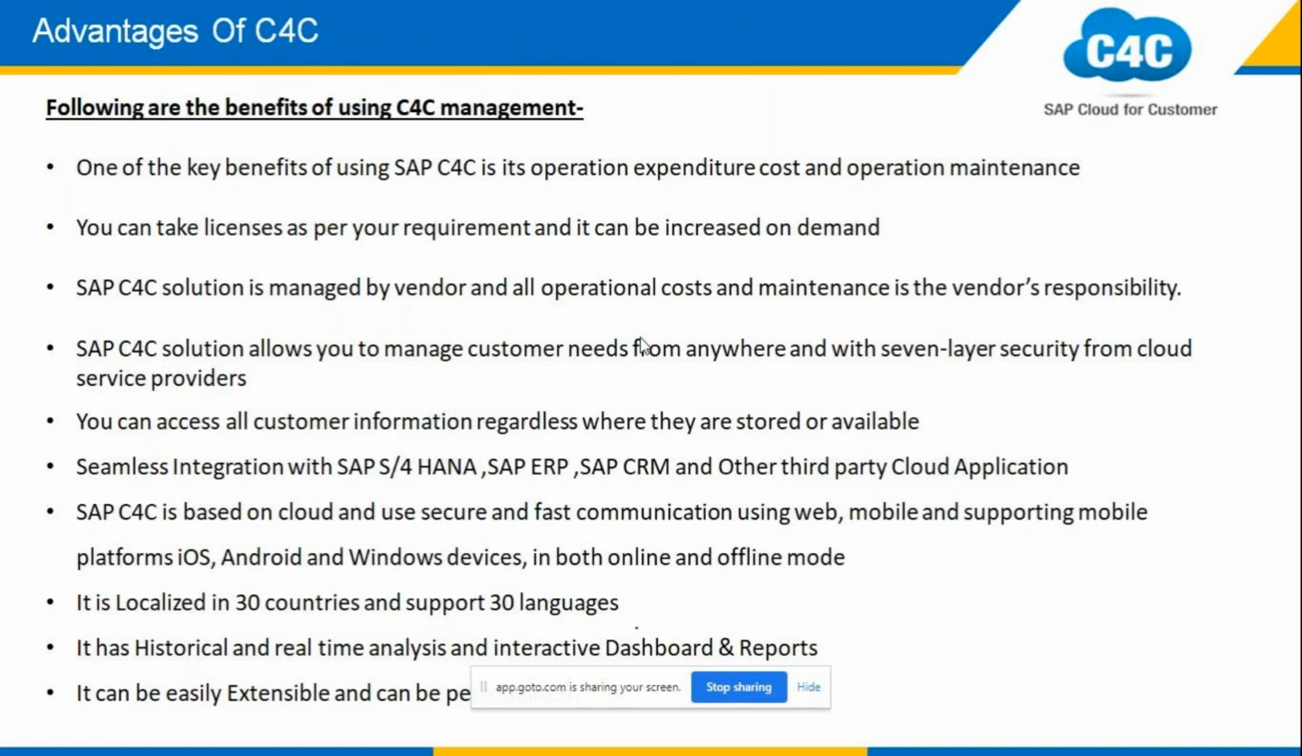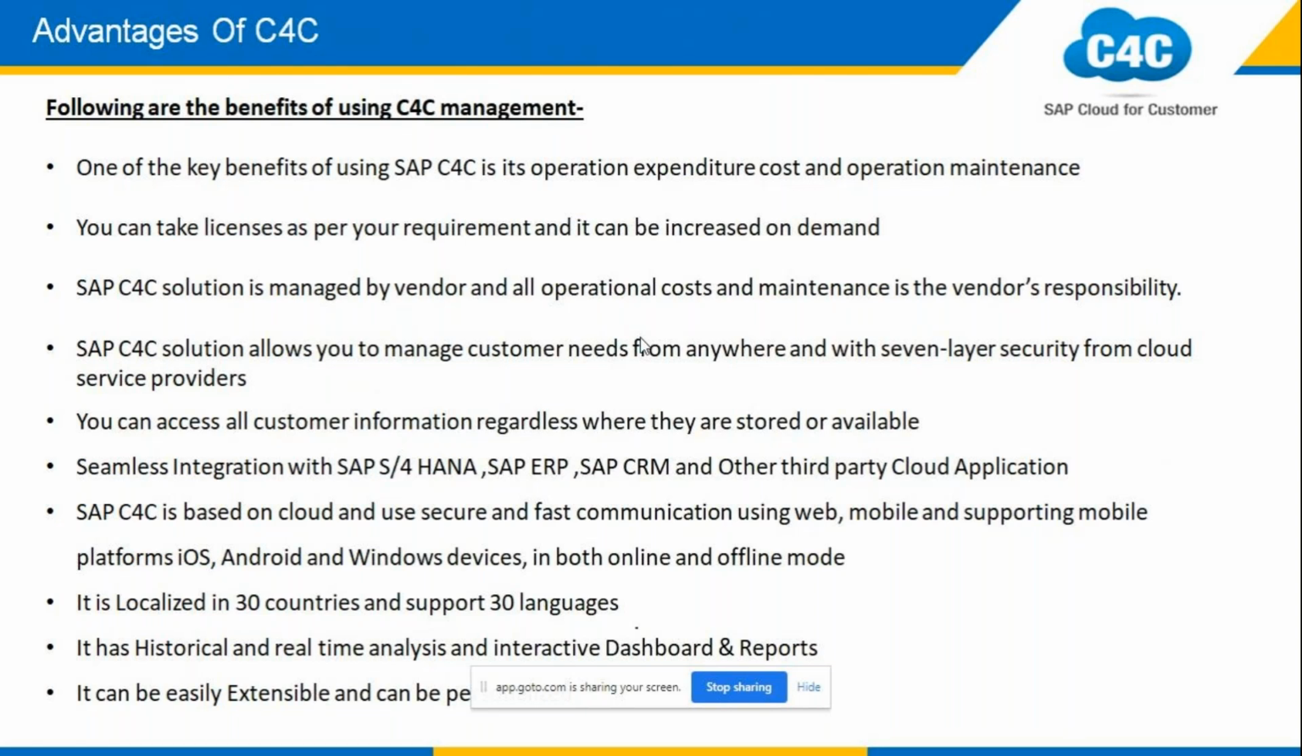Now C4C system is very much secure. You can see there is a 7 layer security from cloud service provider. 7 layer, normally it signifies it is very highly secured. Though it is exposed to an URL within browser, still the security aspect is not compromised by SAP.